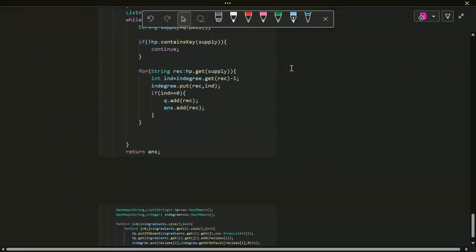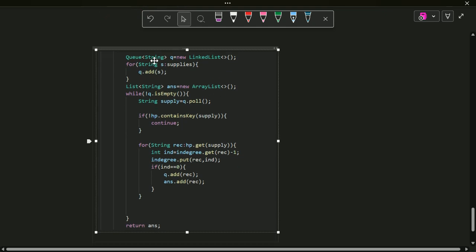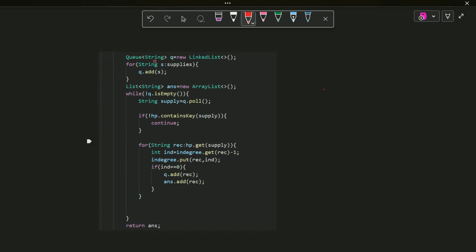This is the topological sort order which I have discussed in this example. The same thing is given in the code. Here you can see initially we keep a queue. For every supply, we add all the ingredient or supply elements to this. What are the supply elements that are available for this ingredient? We keep track of them in the queue, and we keep the list, that is the answer array. If the in degree of the particular index is equal to 0, we add those elements to the answer.